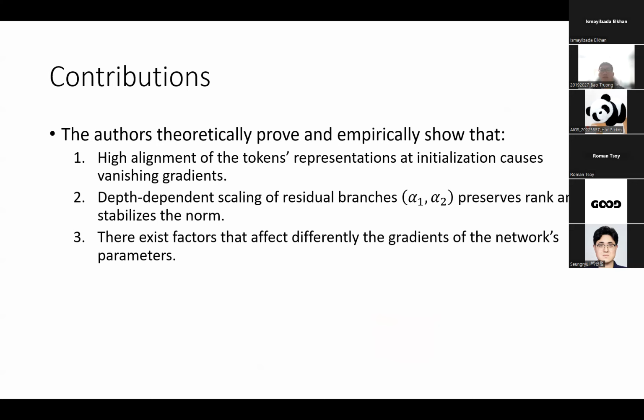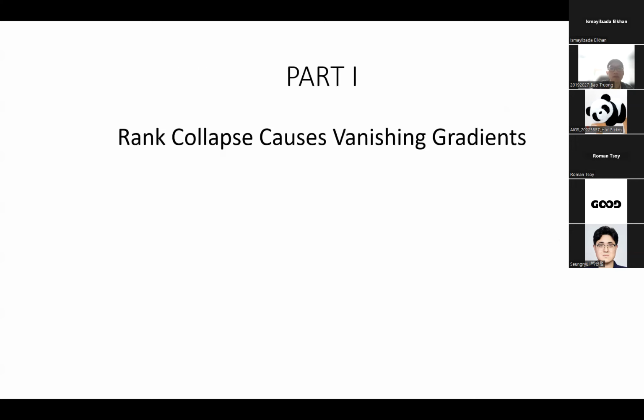Motivated by those questions, the authors first show that high alignment of token representations at initialization causes vanishing gradients. They show that depth-dependent scaling of the residual branches preserves rank and stabilizes the norm. And thirdly, there exist factors that affect the gradients of the network parameters differently. So let's start with the first question: rank collapse causes vanishing gradients.